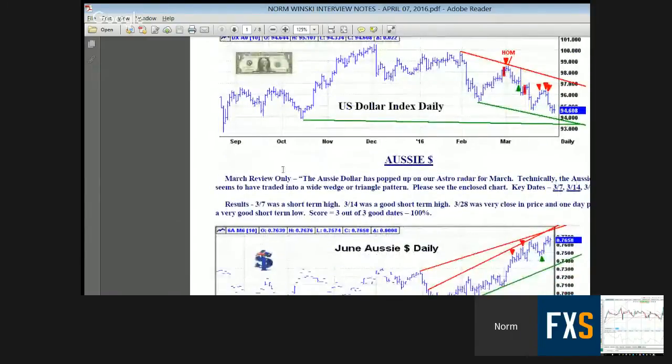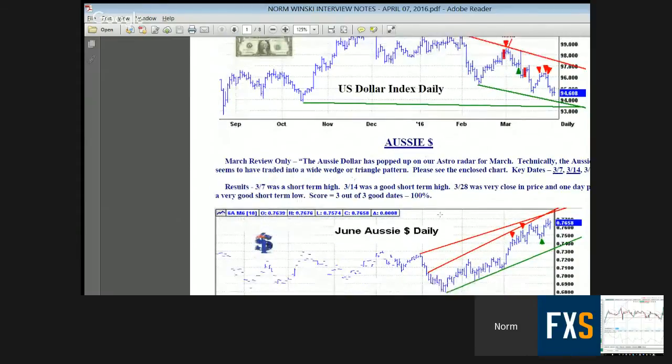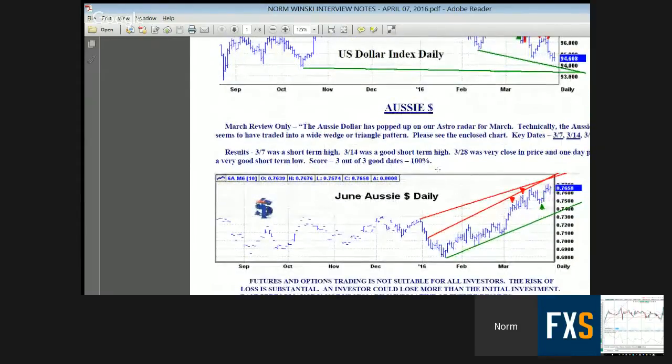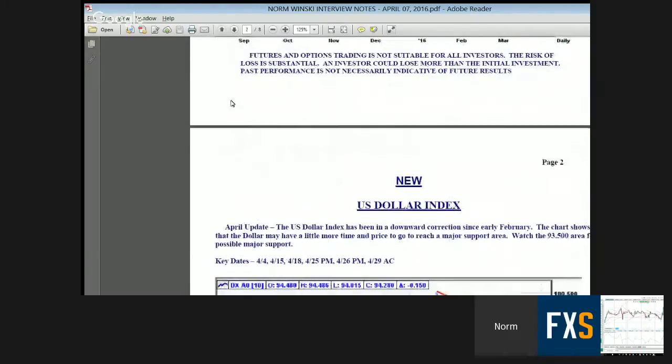Next is Aussie dollar. Aussie dollar popped up on my radar last month. So I gave you 3 dates, the 7th, the 14th, and the 28th. Here they're marked on the chart. This is futures, so it's upside down from the way you're used to in Forex. So at 7, 14, and 28, I had those 3 little turns there. This is a little bit better high on the second one. And then we had a very nice low over here for the 28th. That was 3 out of 3 for 100%. I'm going to have to work on getting a little better, right?